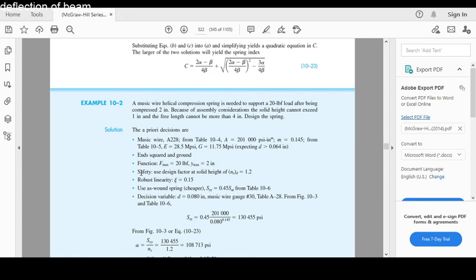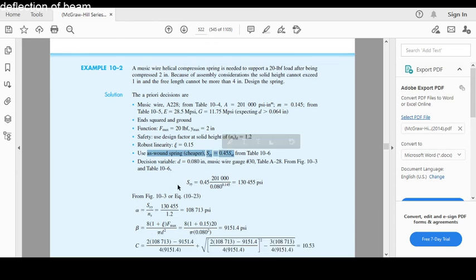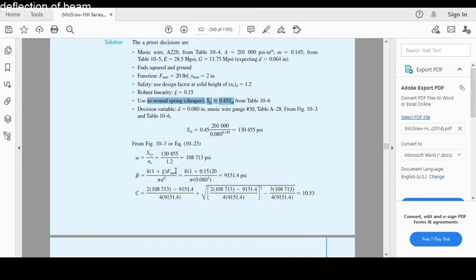A music wire helical compression spring is needed to support a 20-pound load after being compressed 2 inches. Because of assembly considerations, the solid height cannot exceed 1 inch, and the free length cannot be more than 4 inches. Design the spring. You have the music wire. We have the N squared and ground function. Safety: use a design factor at solid height, robust in elasticity, use as wound spring. Decision variable 0.8. You can get the variable.